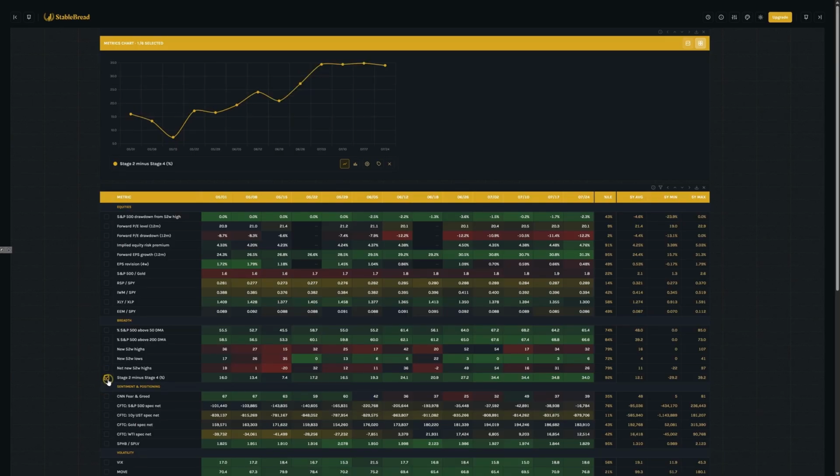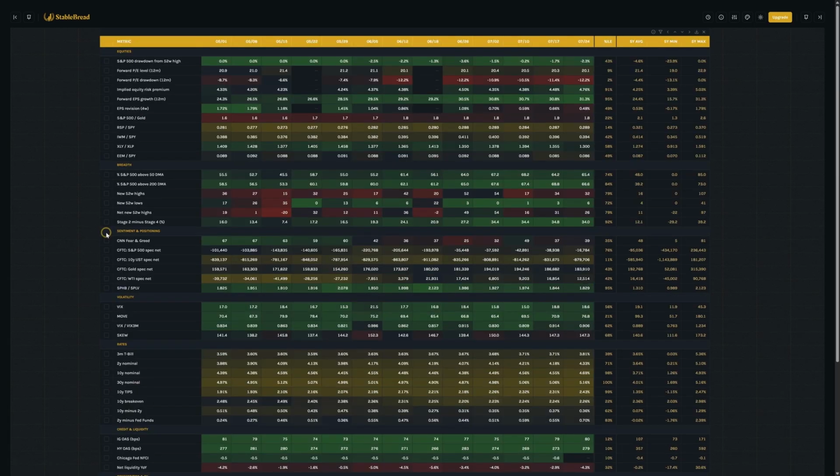The next metric I want to talk about is stage 2 minus stage 4. That comes from a technique called stage analysis. So a stock that is trading below a falling average is declining. So this row subtracts the percentage declining from the percentage advancing, so you get one number for how many stocks are in genuine uptrends versus genuine downtrends.